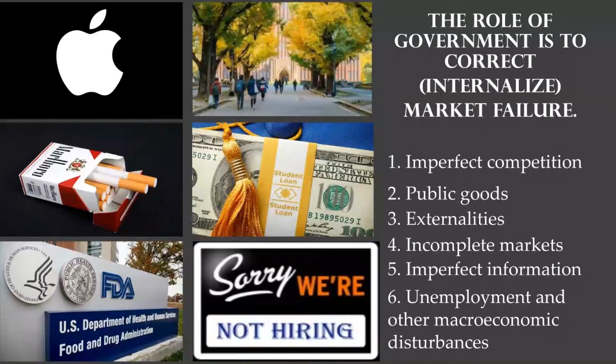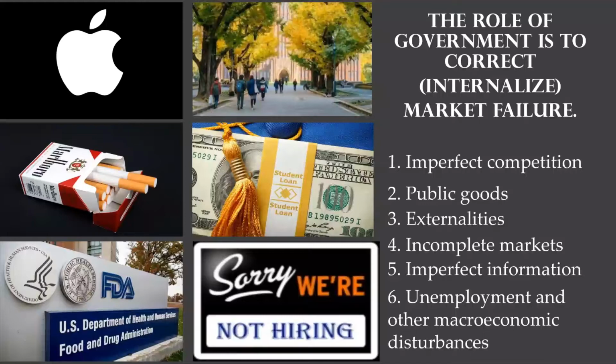And then you have something like imperfect information, right? The FDA, the U.S. Department of Health and Human Services, the Food and Drug Administration, these are government institutions that seek to protect citizens from imperfect information having to do with medication or with a food or product. And so the idea is that the asymmetry in the information that's available is reduced by the information that is publicly provided by the government.